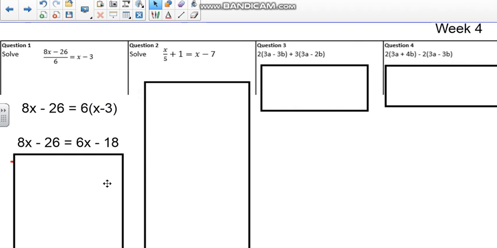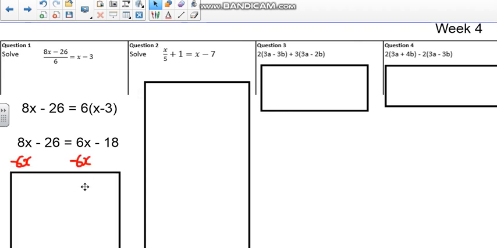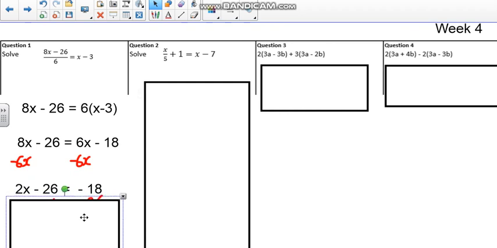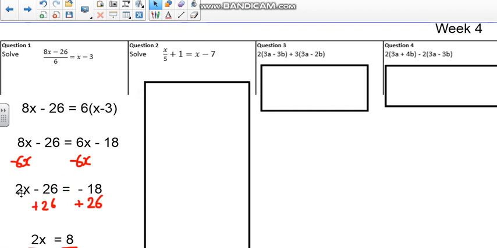So then we're looking for the smallest number of x's, which is 6x. I want to cancel that, take those away, but I have to take it from both sides. If I take 6x from this side, I'm left with 2x minus 26. If I take 6x here, it disappears and I'm left with minus 18. Then I want to leave the 2x on its own, so I'm going to add 26 to cancel that out, but I need to do it to both sides. That leaves me with 2x on this side and minus 18 add 26 is 8.